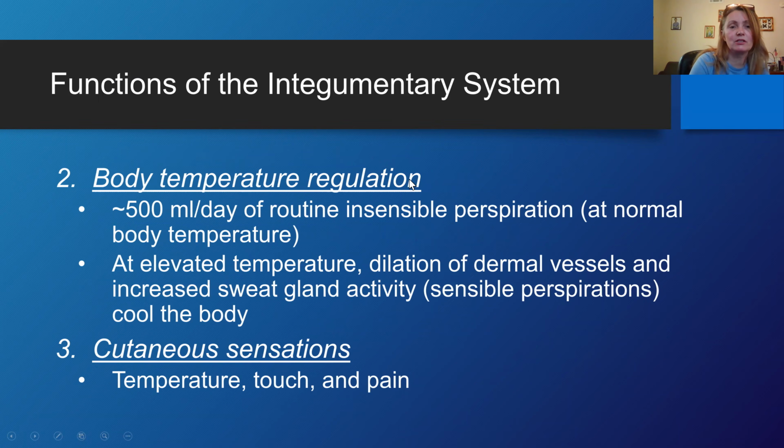Another function of the integumentary system is body temperature regulation. You do it by perspiration, that is sweating. About 500 milliliters per day of routine perspiration. Did I say respiration? No, respiration is the exchange of gases. We have lots of respiration, internal and external. So perspiration is when you are sweating, and this is at normal body temperature.